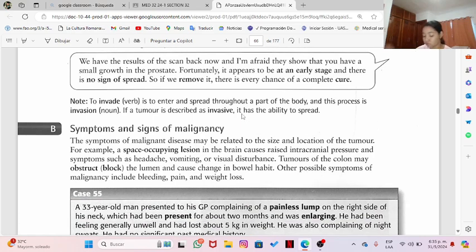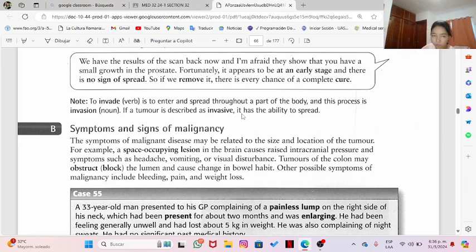We have the results of the scan back now, and I'm afraid they show that you have a small growth in the prostate. Fortunately, it appears to be at an early stage and there is no sign of a spread. So, if we remove it, there is every chance of a complete cure.